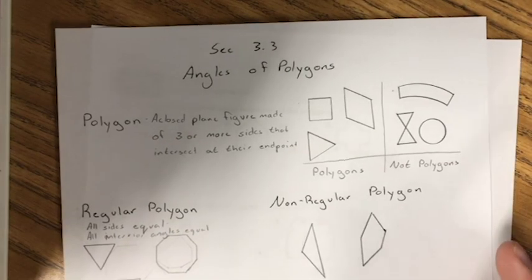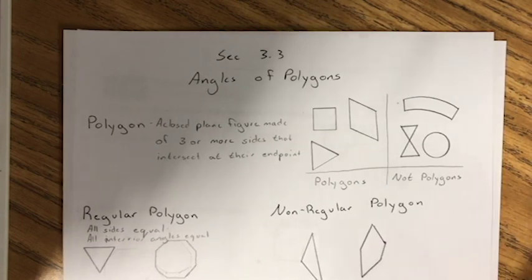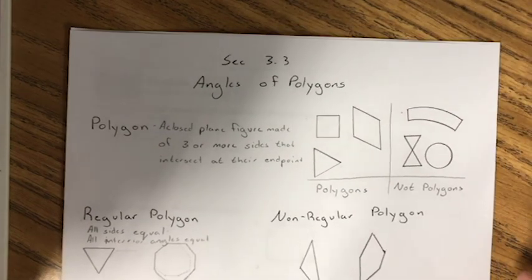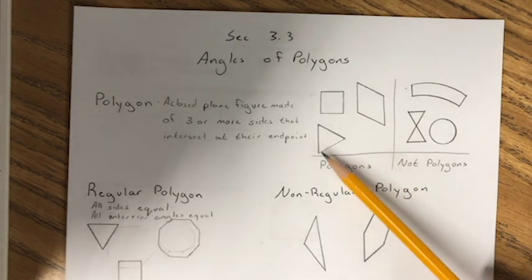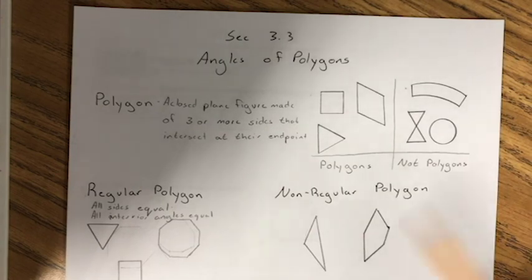Section 3.3, angles of polygons. So we have another lot of definitions in this, but it shouldn't be too terribly bad. A polygon, basically, is a closed plane figure made of 3 or more sides, such as squares, rectangles, parallelograms, things of that nature. These are my polygons.